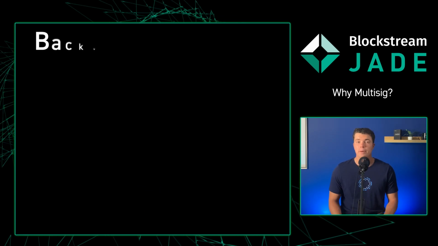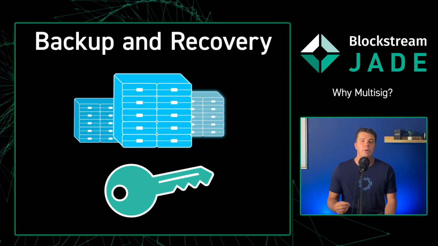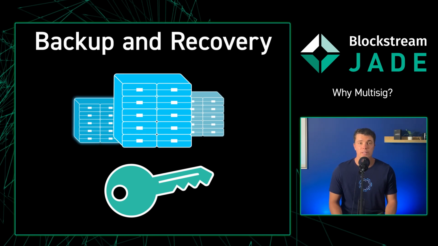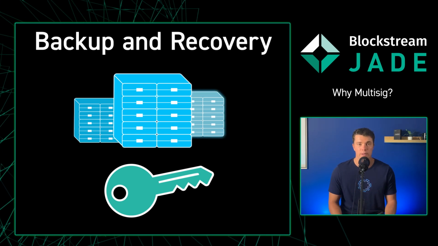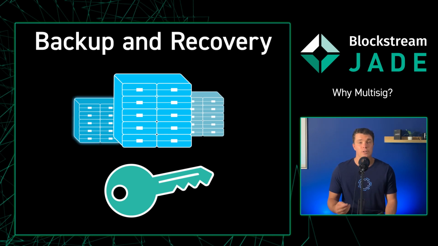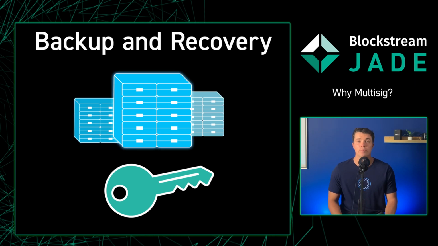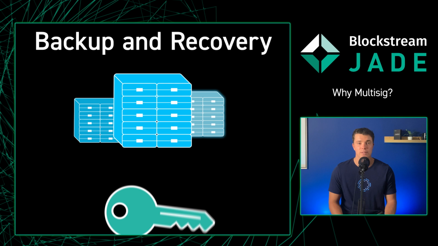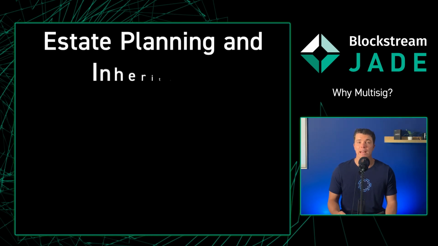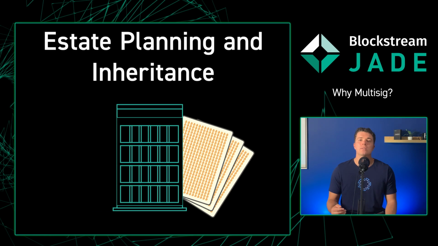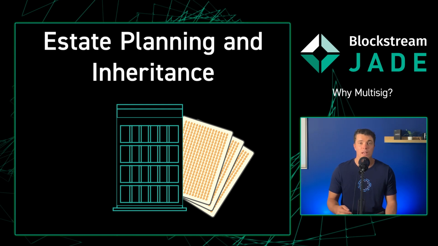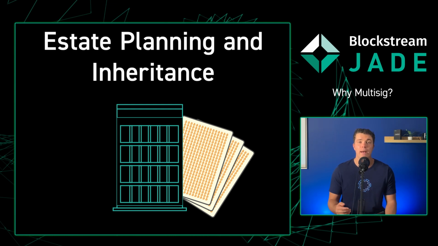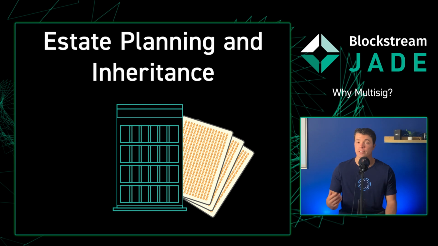Third, backup and recovery. Distributing private keys among multiple parties or devices provides a robust backup solution for your Bitcoin wallet. If a single key is lost or destroyed, the other keys can still be used to access and move the funds. Fourth, estate planning and inheritance. Multisig wallets can also be a useful tool for wills, trusts, and ensuring that your Bitcoin can be passed on to your heirs in the event of your death.